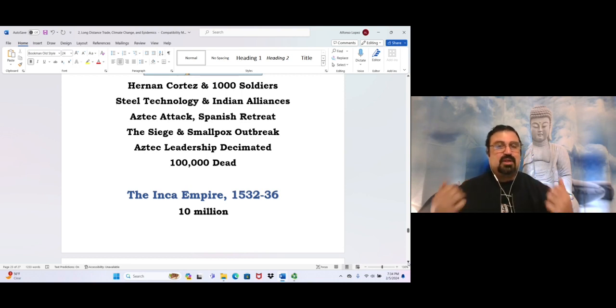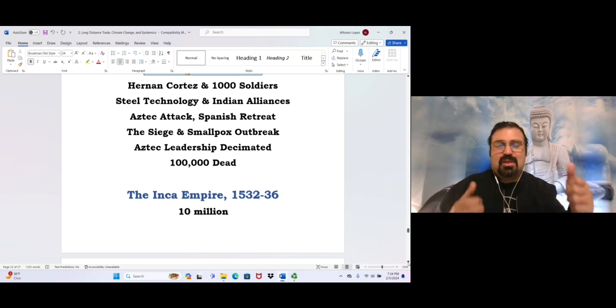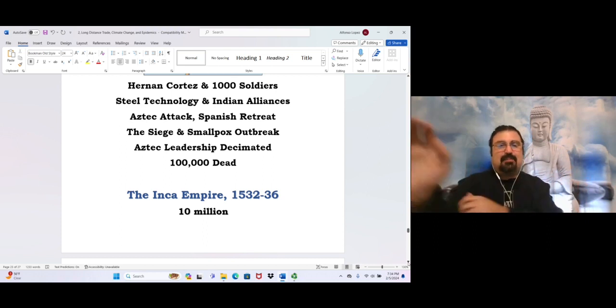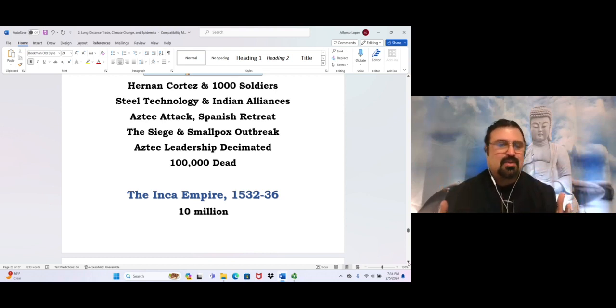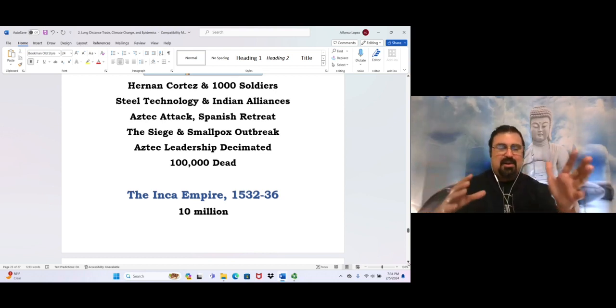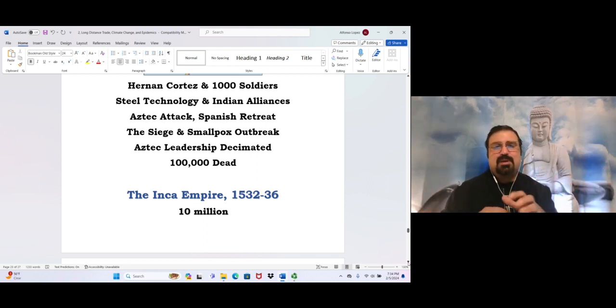Again, they do possess certain advantages that the natives don't, and that is steel technology. They have armors, shields, swords, and the horse as well, and the Aztecs don't have anything of that. They're still operating with bows and arrows and axes and the like. The other advantage that they possess is Indian alliances. Cortez is able to build alliances along the way. People that actually hated the Aztecs joined the expedition, and they moved into the capital.